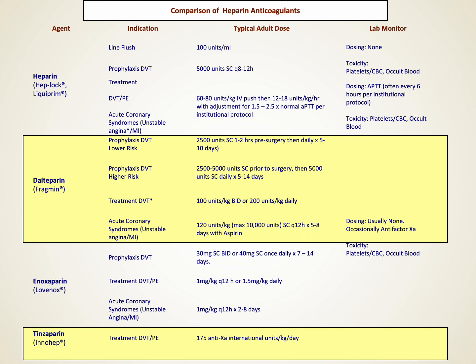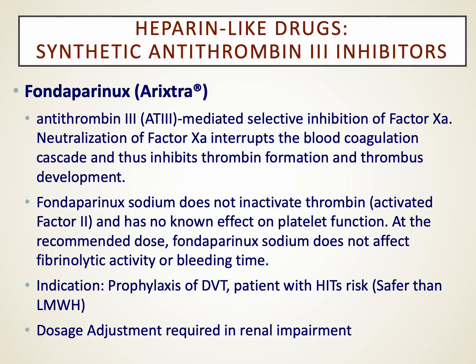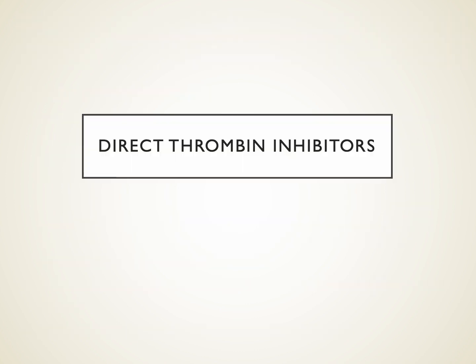This is a comparison of the heparin products, and don't get too caught up in the detail of dosing and the like here, but this gives you an idea about the different regimens that are used for heparin and for enoxaparin. Those are the two I'd really focus on here, and you can see there are different regimens for different indications. There are also a few other drugs. Here's one that is a heparin-like drug.